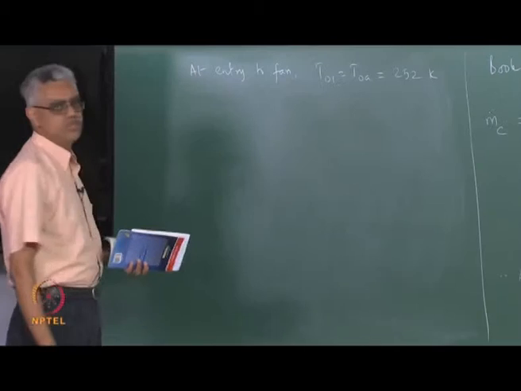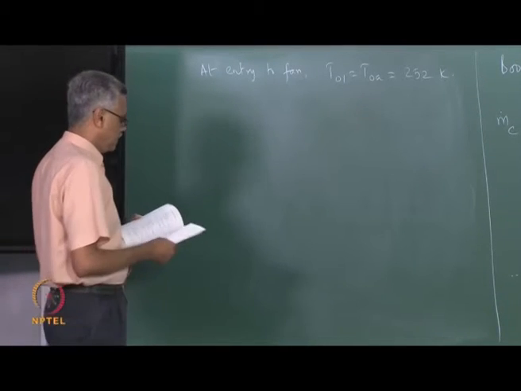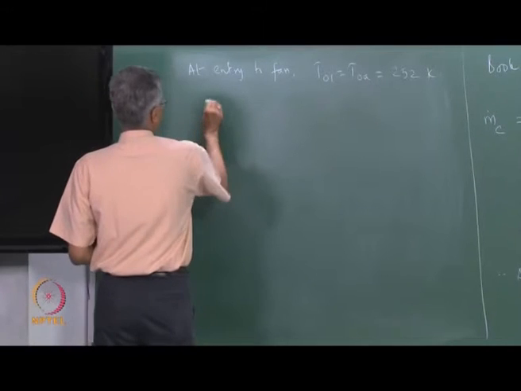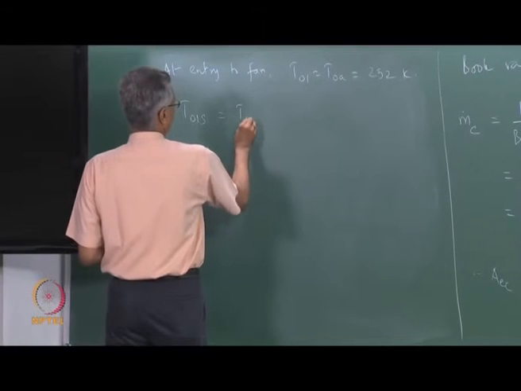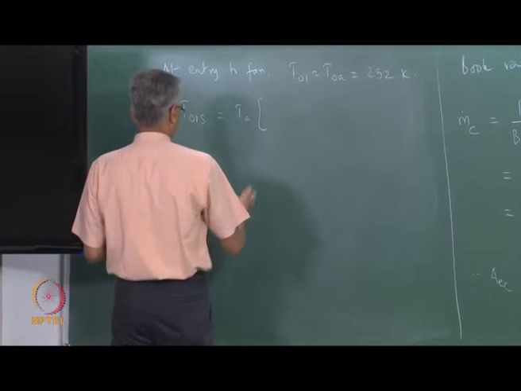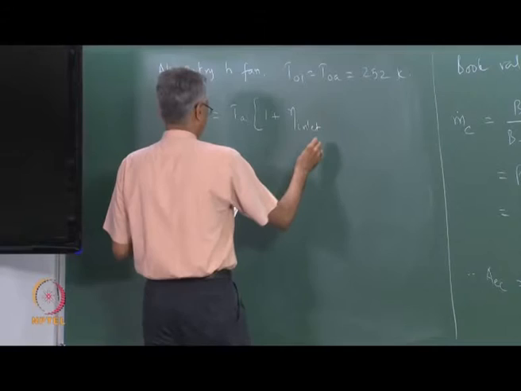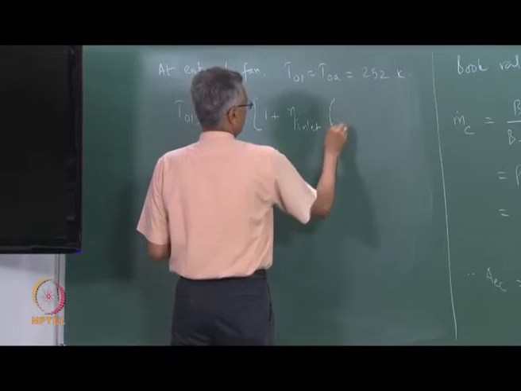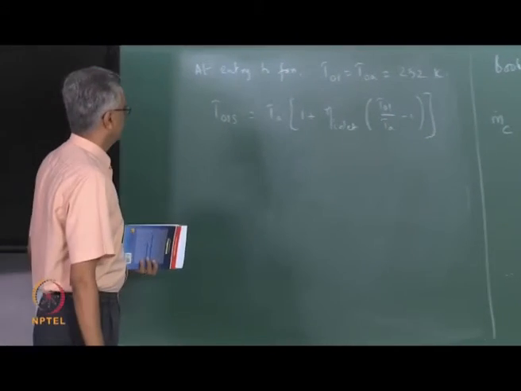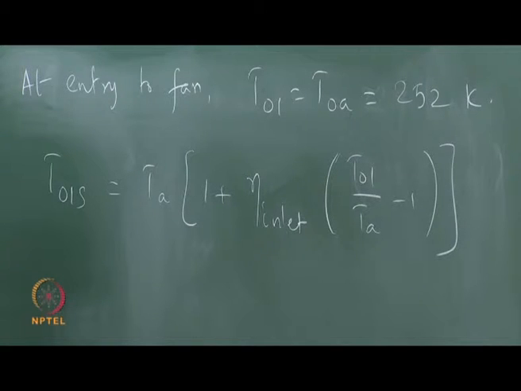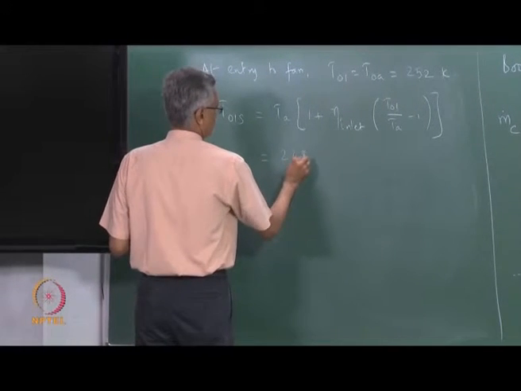So I need to calculate P01 also. Remember, we want T01 and P01. So I calculate P01 in the manner that we did before. So I calculate my T01S from the definition of the isentropic efficiency of the inlet. So T01S is equal to T_A times (1 plus eta inlet times (T01 divided by T_A minus 1)). This is the definition of the isentropic efficiency for the inlet. So I substitute the numbers, I get my T01S to be 247 Kelvin.